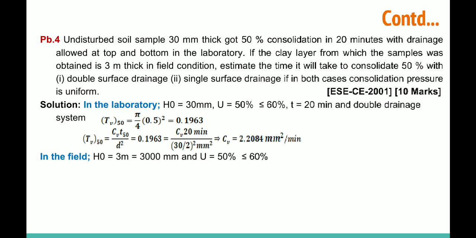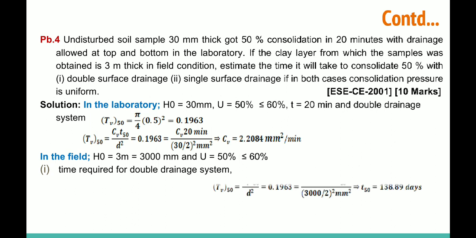So in the field the height of soil is 3 meter, that is 3000 in mm. Degree of consolidation is 50%. So we can calculate the time required for the double drainage system. For double drainage, d we can calculate as H naught by 2. So now we have the Tv value for 50% degree of consolidation, we have the Cv value, we have the d also, so we can calculate the t50, and that we get 138.83 days.